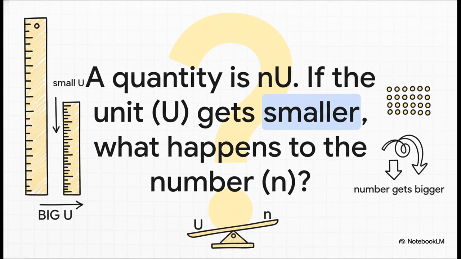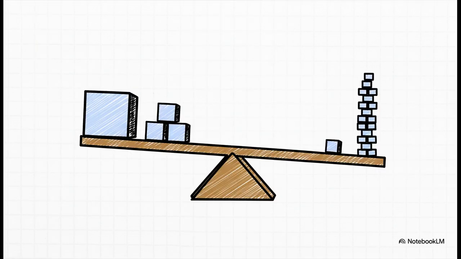Let me ask you something. We know every quantity is a number n times a unit u. So what happens if I decide to measure a table using centimeters instead of meters? Well, the unit, the centimeter, is way smaller than the meter, right? It's 100 times smaller. So to measure the same exact length, the number I write down has to get 100 times bigger. One goes down, the other has to go up. It's an inverse relationship. And that simple idea shows us a huge principle in physics.